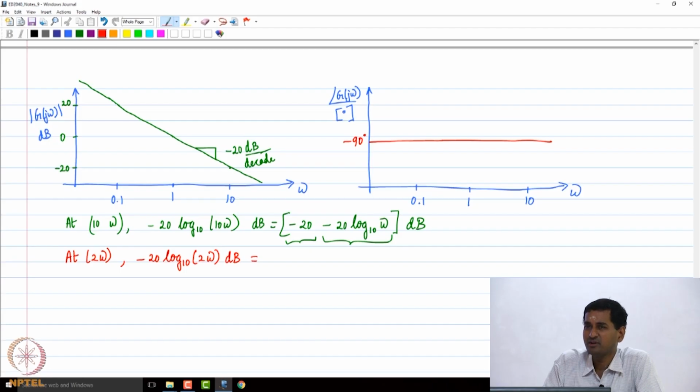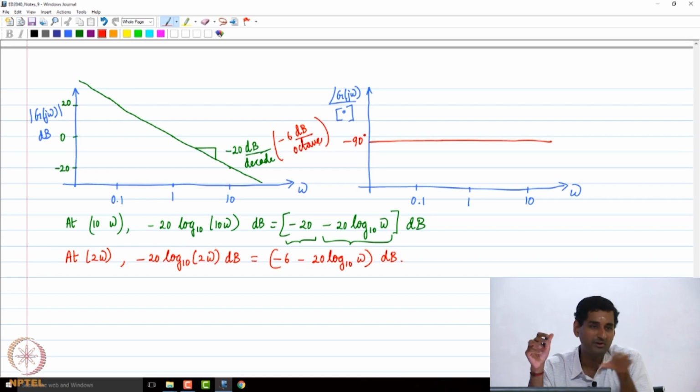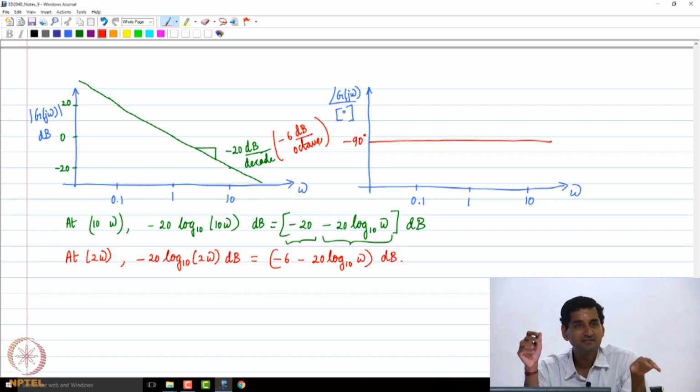To the base of 2, I think it's 0.3010, right? So you multiply it by minus 20, you are going to get approximately minus 6. Am I correct? So this is going to be approximately minus 6 minus 20 log to the base 10 omega decibels, right? So consequently, people will also say that the slope is minus 6 decibels per octave, right? That means that in 1 octave from a frequency omega, the magnitude will drop by 6 decibels. Okay, so that is the other way people will write the slope.